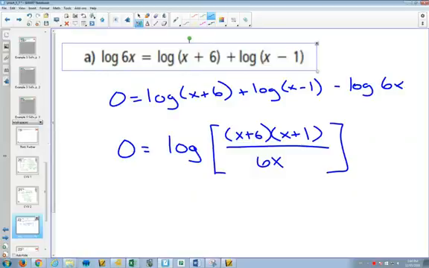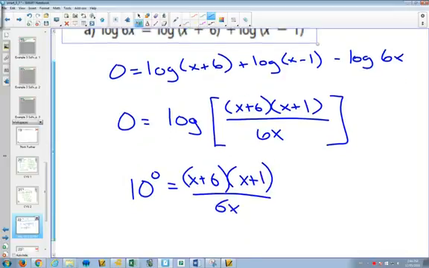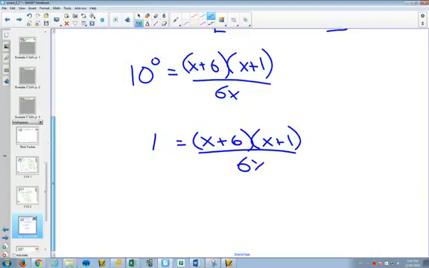So step 1, we put it together as a single logarithm. Step 2, change it to exponential form. What's the base? 10. What's the exponent? 0. And then the answer would be x plus 6, x plus 1 over 6x. What's 10 to the 0? 1. And now we have a rational equation to solve. How do we solve rational equations? What would you do?